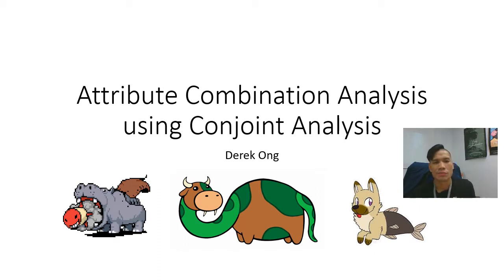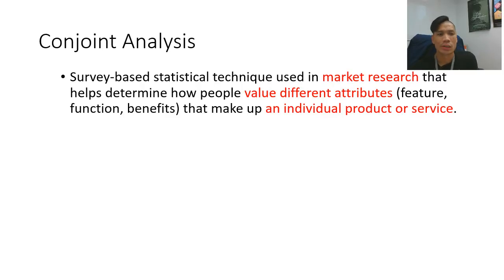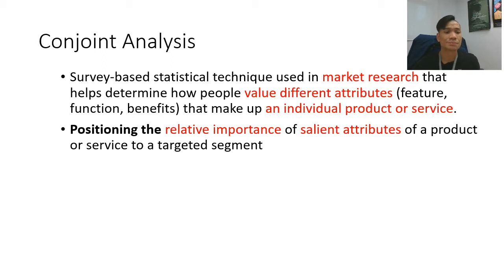Anyway, before I move on to the technical stuff, let me just give you some theory or background of what conjoint analysis does. Conjoint analysis is quite useful in market research because it helps people understand what people value in terms of different attributes like features, functions, and benefits, or maybe color, price, or design that make up an individual product or a service.